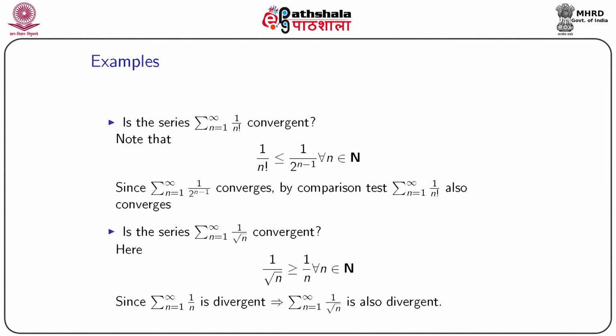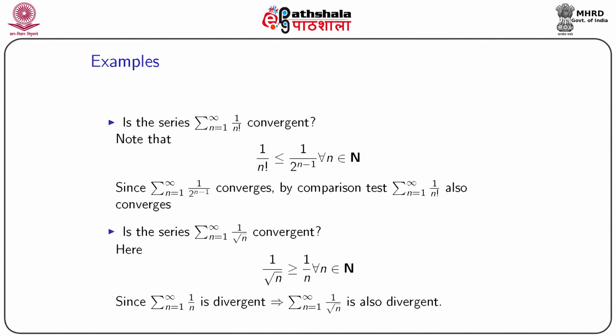So if you want to find the convergence of a particular series, you have to compare it with a different series. So this is the question we will be asking: the series 1 over n factorial, sum over n from 1 to infinity, whether this series is convergent or not. Note that 1 over n factorial is less than 1 over 2 to the power n minus 1 for any n. Take any value of n, obviously the integer values, then this condition will hold.